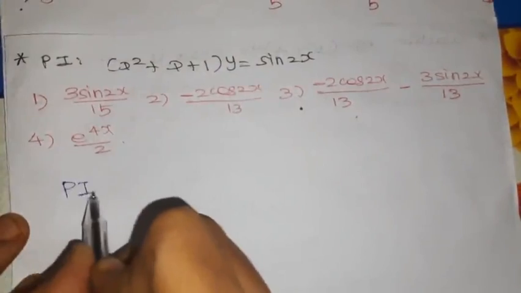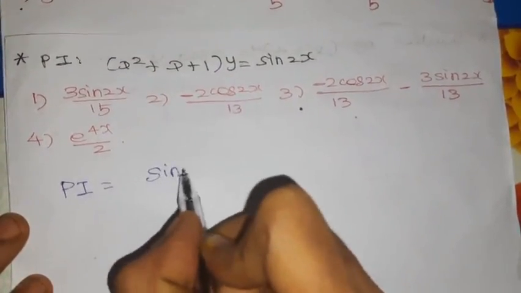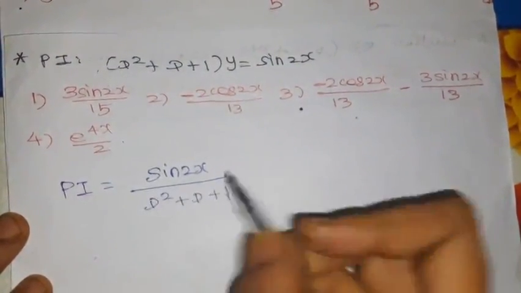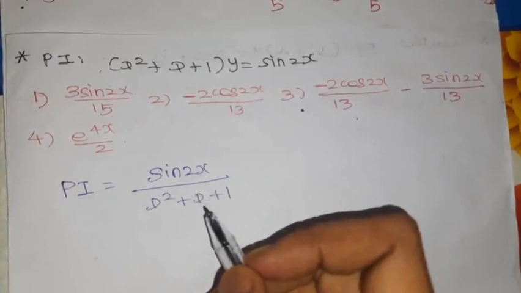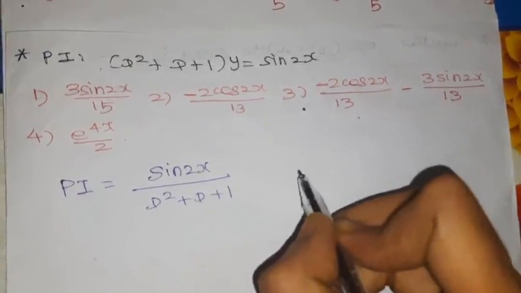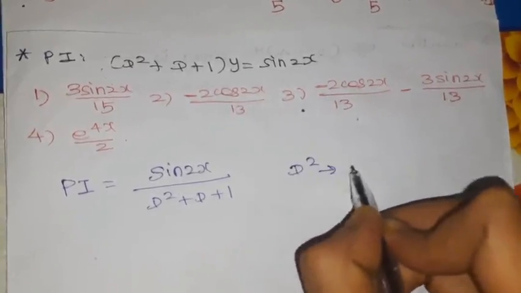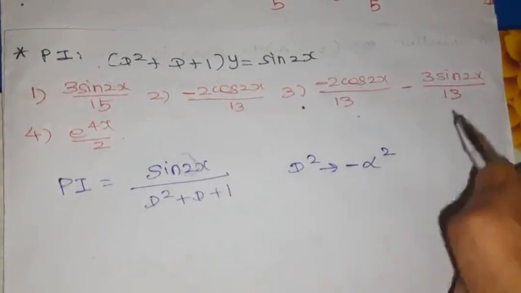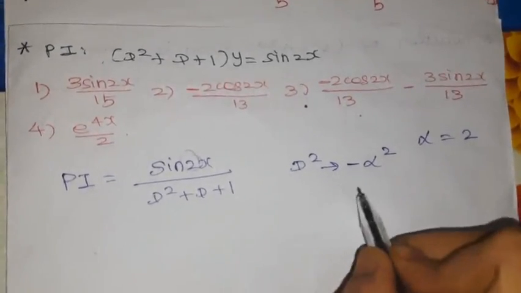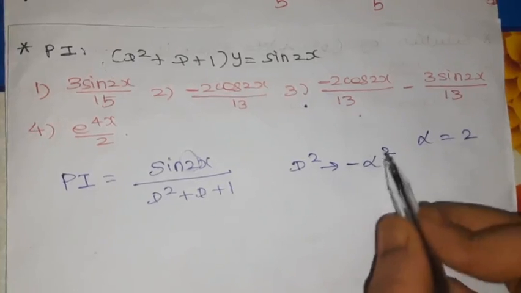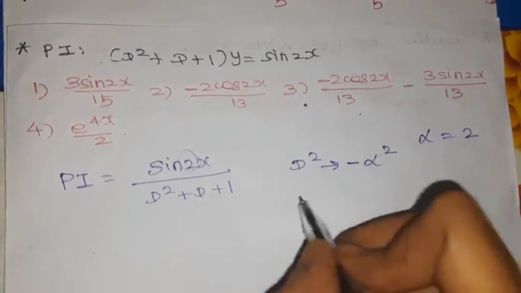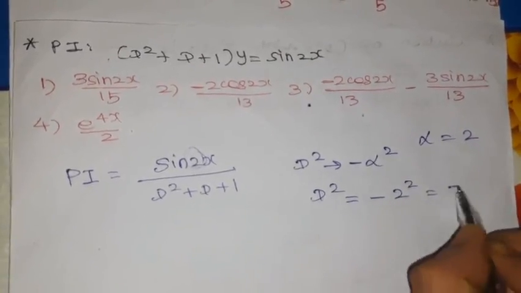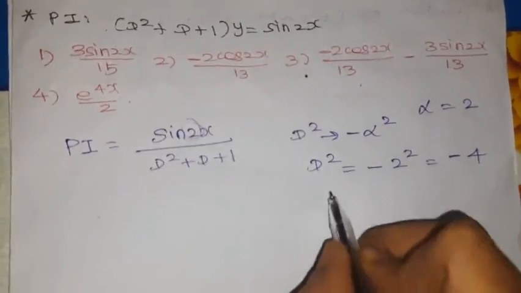So, to find out the particular integral, what is the first term? Use the RHS. RHS divided by this term, d squared plus d plus 1. Whenever the RHS is of type sine function, we should replace d squared equal to minus alpha squared. So, what is alpha? Sin alpha x, alpha equal to 2 here. We should be very careful, this square is only for the alpha alone, not for the minus sign. So, d squared equal to minus alpha squared equal to minus 2 squared, so minus 4. So, d squared equal to minus 4.